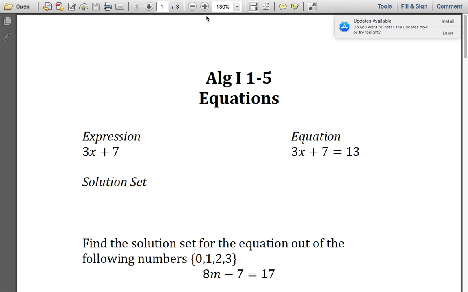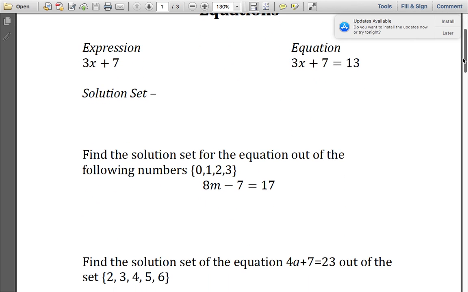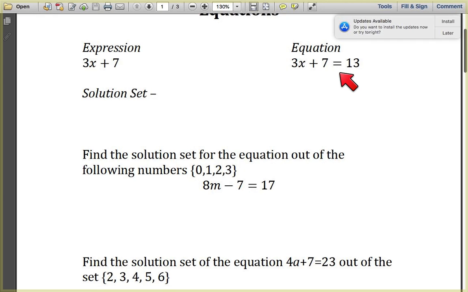Okay, we talked about this once, but I'll mention it again. The difference between an expression and an equation is simply the equal sign. If there's an equal sign, it's an equation. If there's no equal sign, it's an expression.